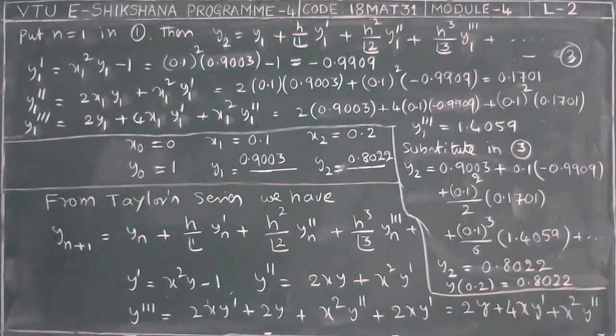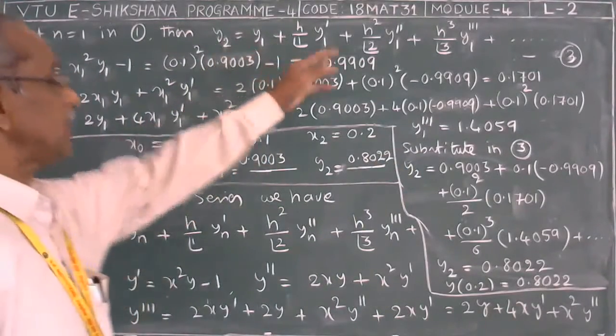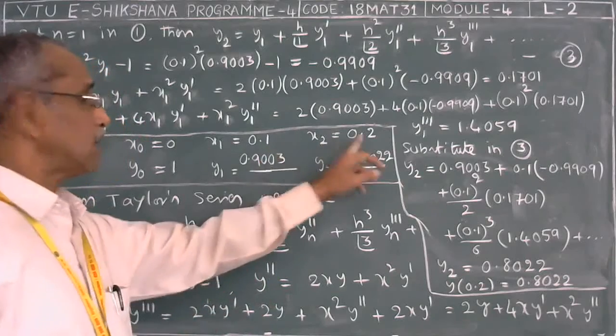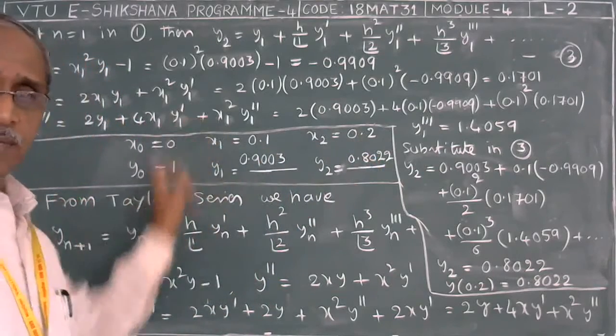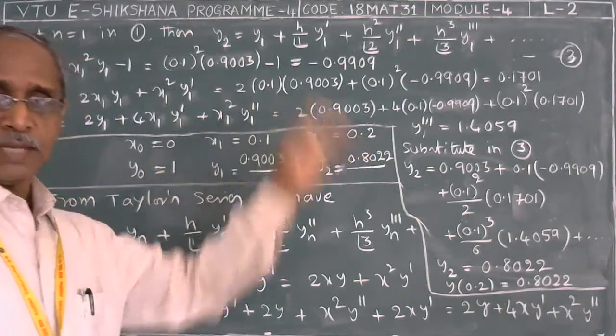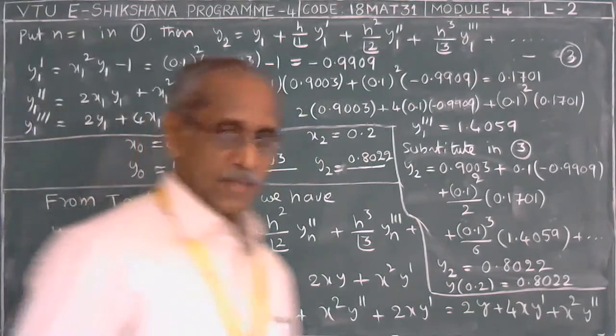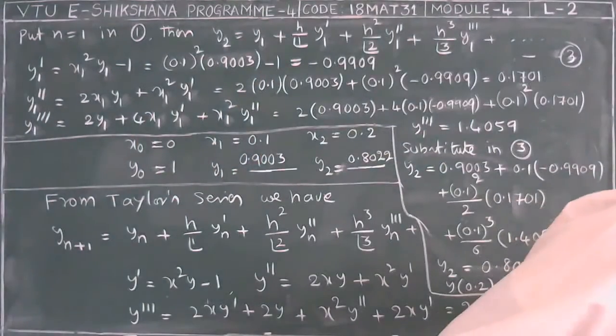Okay, so we have determined values of y at specified values of x, 0.1 and 0.2, with the help of initial value using Taylor series method. So let me consider another problem.